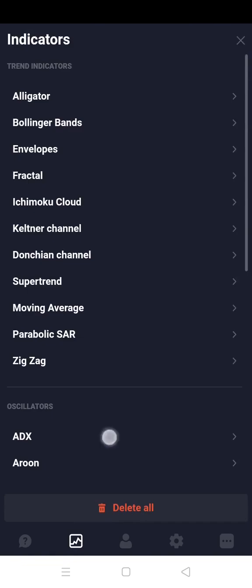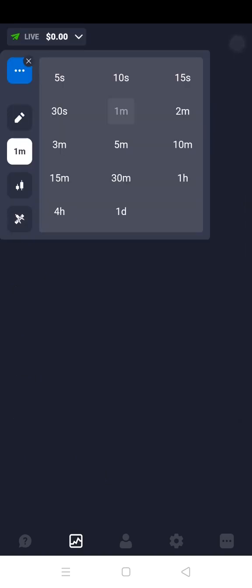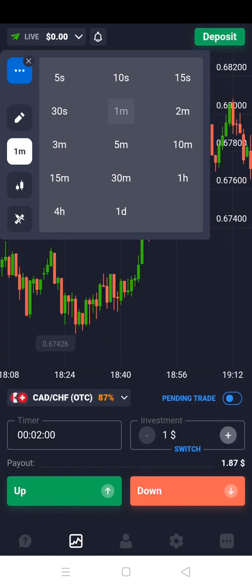So we have the oscillators here, which helps us find support and resistance area, overbought and oversold area. So it's as simple as that. And I will show you how to make use of all these tools. So I'm going to clear it off my chart right now. So now we've discussed everything on this part of the chart.